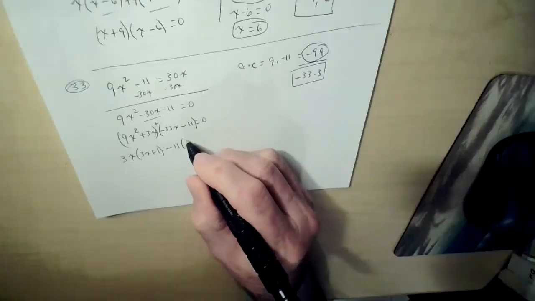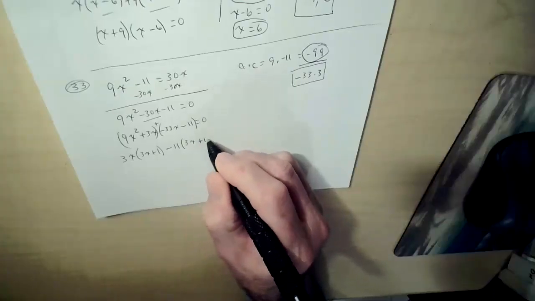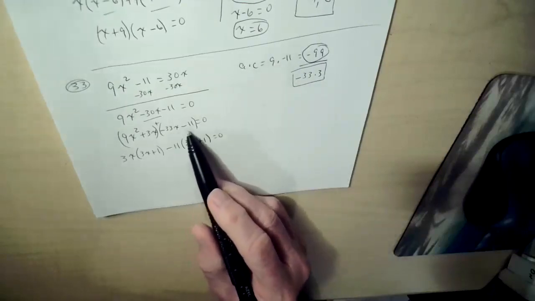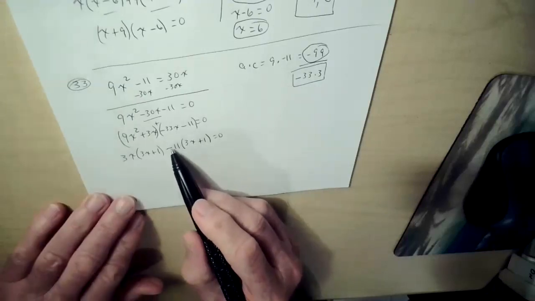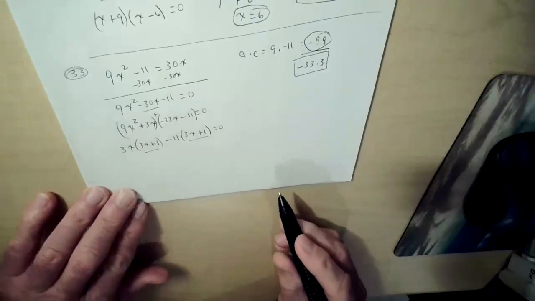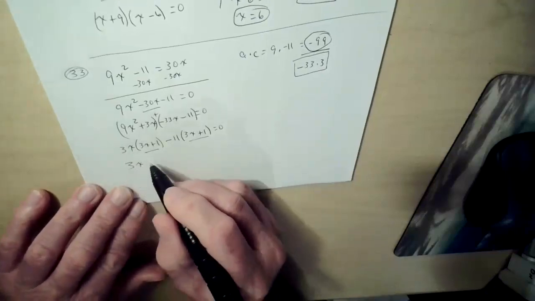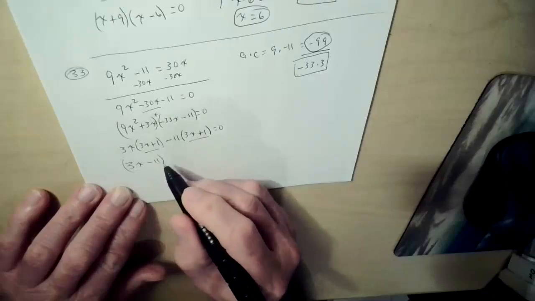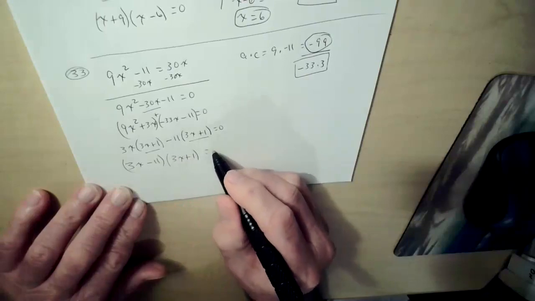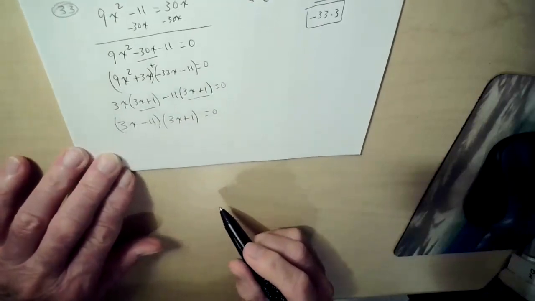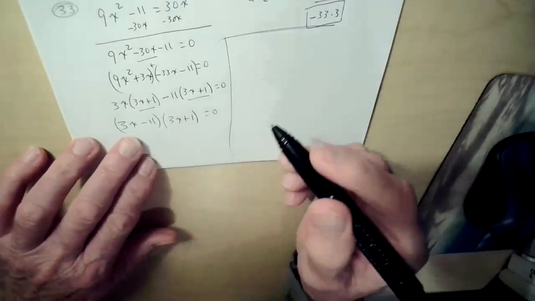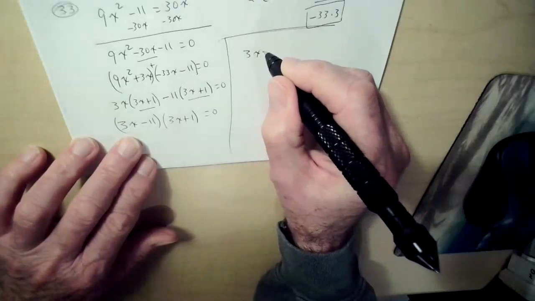Now, what can we factor out of both of these terms? Negative 11. Right? 11 will go into each of these evenly. And we want the negative out here so we can have this term in here to be the same. So we have 3x minus 11 times 3x plus 1 equals 0.